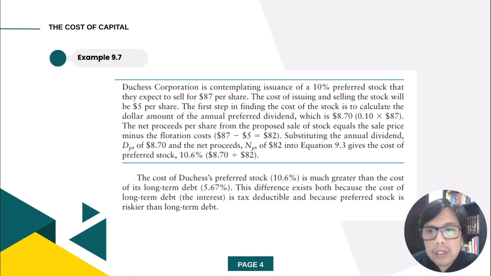The cost of Duchess preferred stock, 10.6%, is much greater than the cost of its long-term debt, 5.67%. This difference exists both because the cost of long-term debt, the interest, is tax-deductible and because preferred stock is riskier than long-term debt.